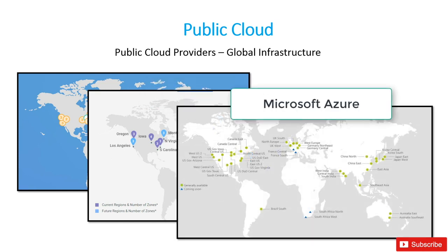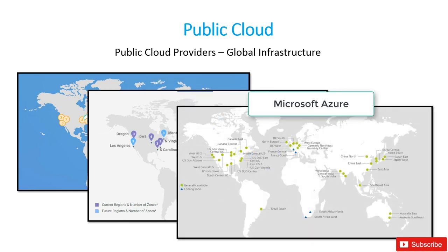Another example is Microsoft Azure, which is available in 36 regions around the world, with future plans to add six more regions. Now, this information is of course changing from time to time, and it should be checked online on the specific provider's website.